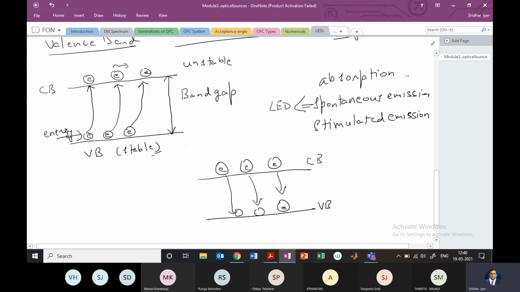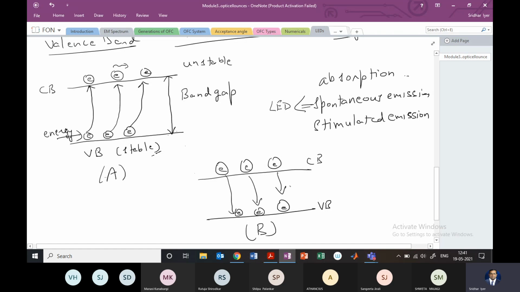So when they fall back, according to the momentum theory, energy conservation theory, the energy which the electrons took to move from the valence band to the conduction band in diagram A, they need to give it back in diagram B, right? So in diagram A, the electrons took the energy and they moved up to the conduction band. They were conducting, but they were unstable. Therefore, in diagram B, these electrons are now trying to fall back to the valence band.